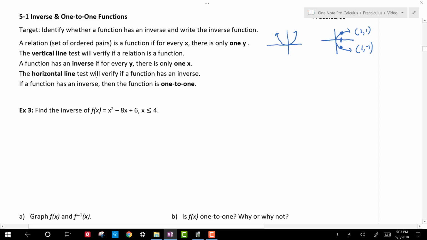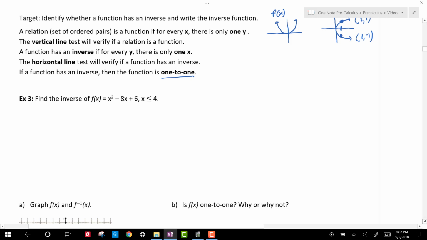The horizontal line test will verify if a function has an inverse. So I run my pencil or whatever it is over the graph horizontally of f of x, and if it fails, then the inverse will not be a function. If a function has an inverse, then the function is one-to-one. Now what one-to-one means is that for every x there's one y, and for every y there's one x. Okay? So let's take a look at this next one and see how this works.